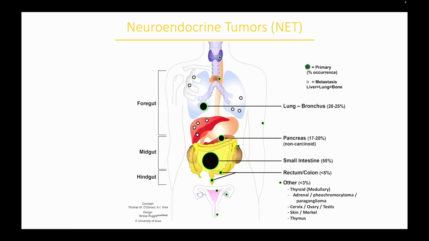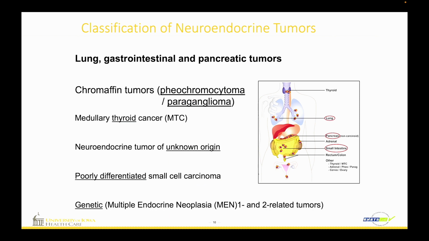Because neuroendocrine cells are anywhere in the body, you can basically get neuroendocrine tumors anywhere in the body. You see the green dots here. The size of the dot suggests how frequent it is. The most frequent neuroendocrine tumors are probably in the intestine, but also a quarter to a fifth of them are in the lung, and in the pancreas as well, a quarter or so.